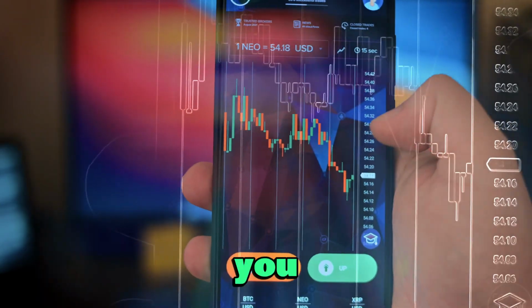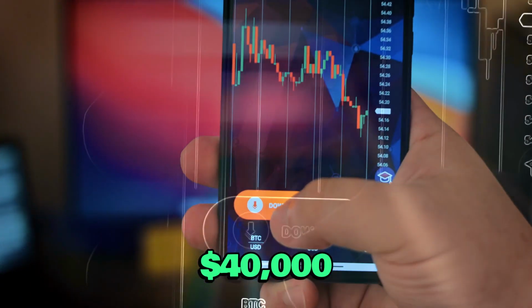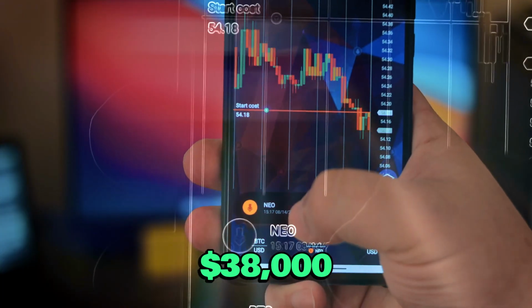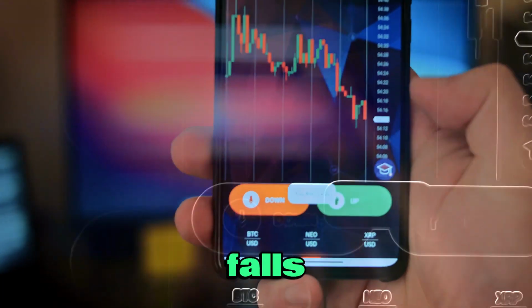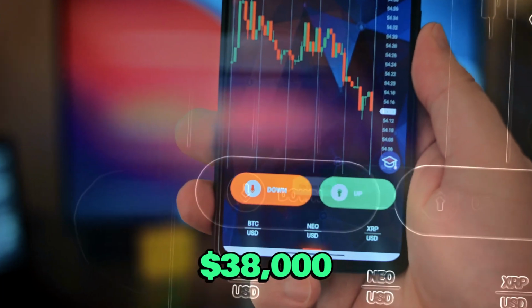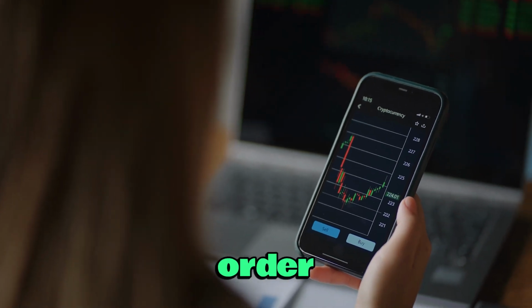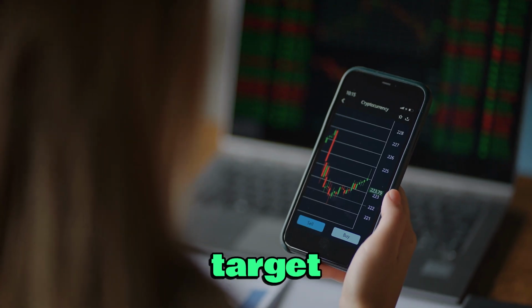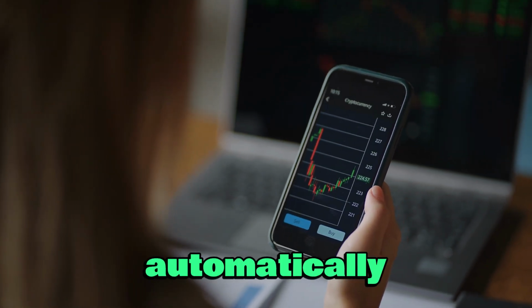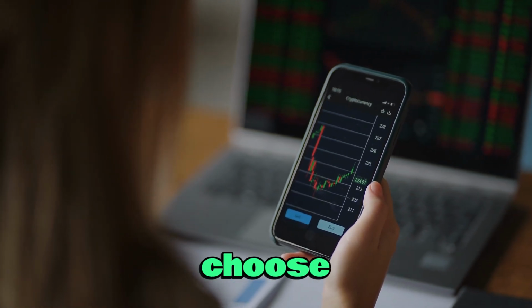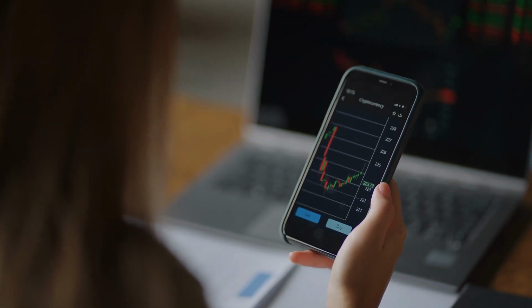Example: you buy Bitcoin at $40,000 and set a stop-loss at $38,000. If the price falls, your Bitcoin sells at $38,000 to cut your losses. Take profit order. Lock in profits when the price hits your target. Binance will automatically sell your crypto at the price you choose, so you don't miss out on gains.